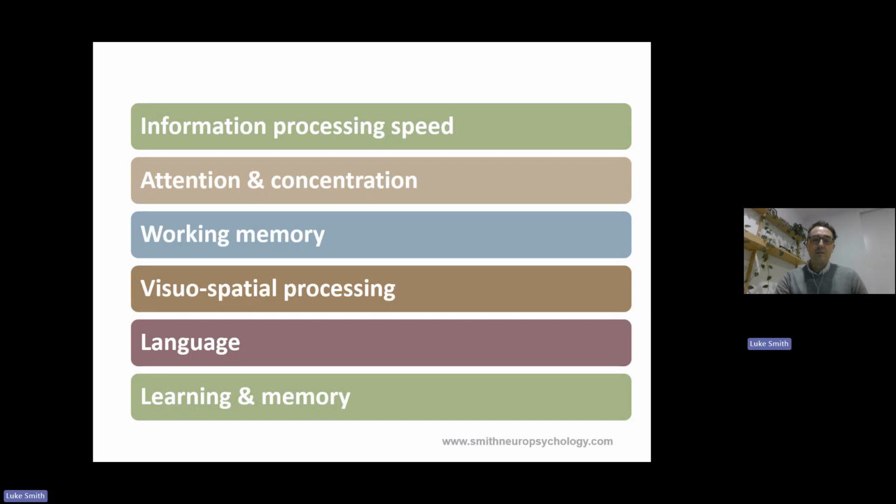Attention span is how much information you can take in at one time. So the average adult attention span around the world, regardless of your gender or ethnicity, is 7 bits of information plus or minus 2 bits of information. So most adults around the world can take in 5 to 9 bits of information at one time, such as when in conversation with another person.